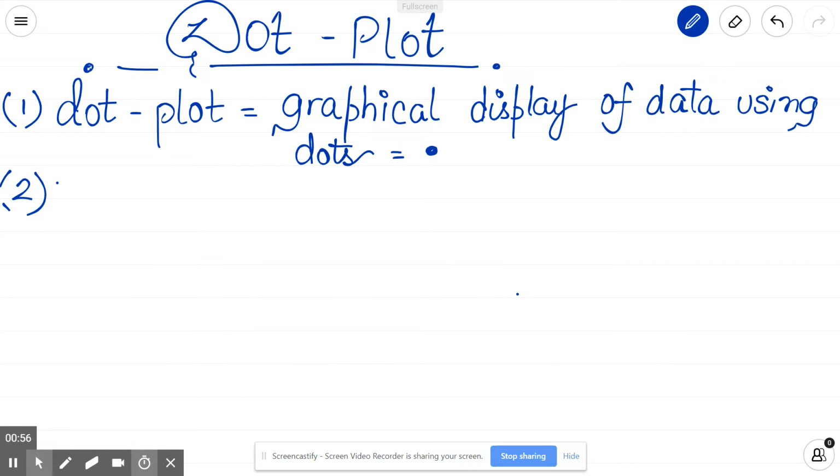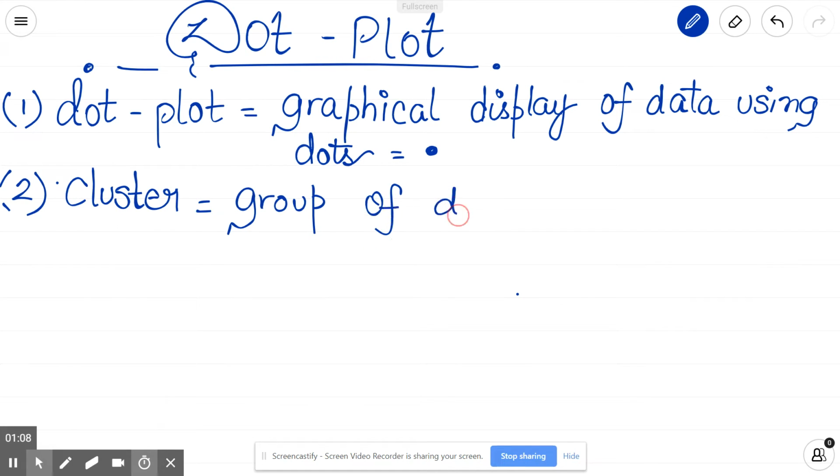The second math word that we need to understand here is going to be called a cluster. And a cluster is basically a group of dots that you see on the dot plot when it's ready. So for a certain number, you may have a number of dots that you draw. So this is like one cluster.